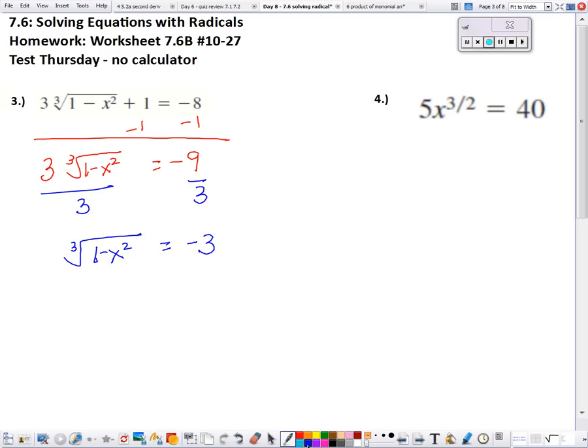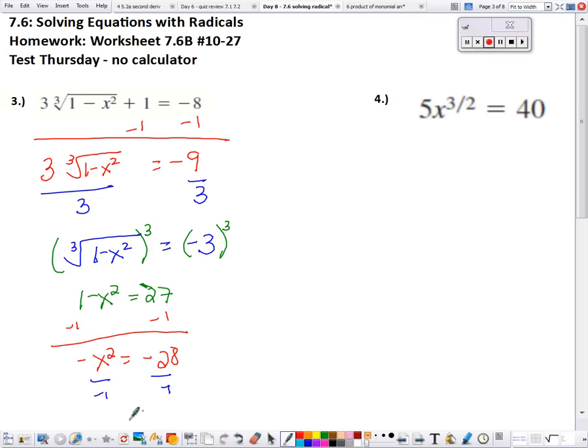And now to eliminate the power, the cube root, we're going to raise each side to the third. So we have 1 minus x squared equals 27. I'm going to subtract the 1. Oh, forgot something, I'm sorry. Negative 3 to the third is negative 27. So we have negative x squared equals negative 28. Divide by negative 1. So we're at x squared equals 28.